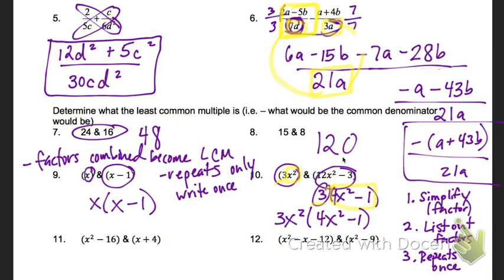For instance, on number 11, how could I factor this x squared minus 16? x plus 4, x minus 4. And this is x minus 4. So imagine you have two sets of fractions. One has a denominator of x plus 4, x minus 4, and one has a denominator of x plus 4. These are both repeated. So I'm going to combine my factors, but I'm only going to write the x plus 4 once.